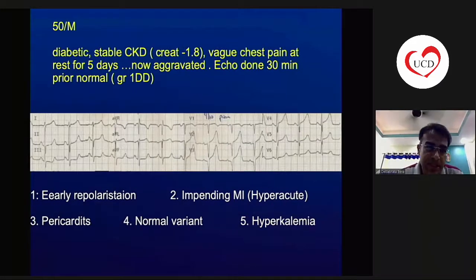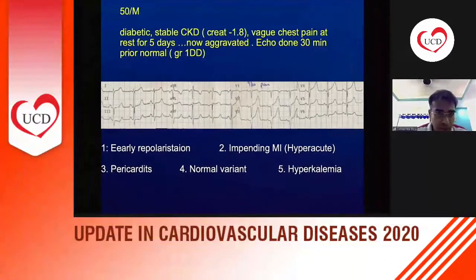Now coming to our next ECG, a 50-year-old gentleman, again a diabetic. He has a stable CKD with a creatinine of 1.8. He has had vague chest pain for the last 5 days, but now aggravated over the last 3 to 4 hours. Echo has been done just 30 minutes back, which is otherwise normal, with no regional wall motion abnormality and grade 1 diastolic dysfunction. So what do you think could be the possibility in this ECG?